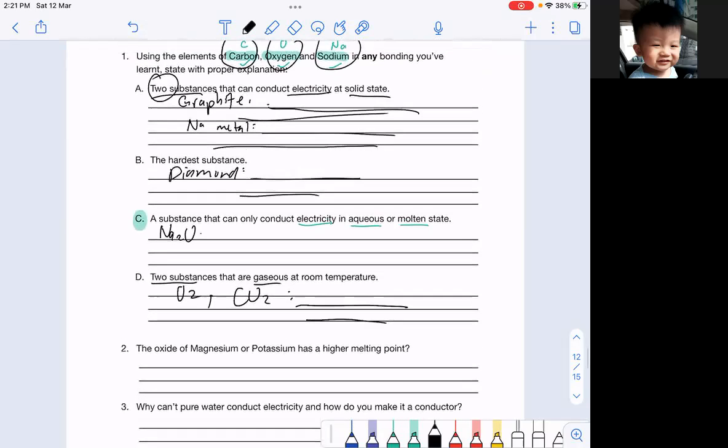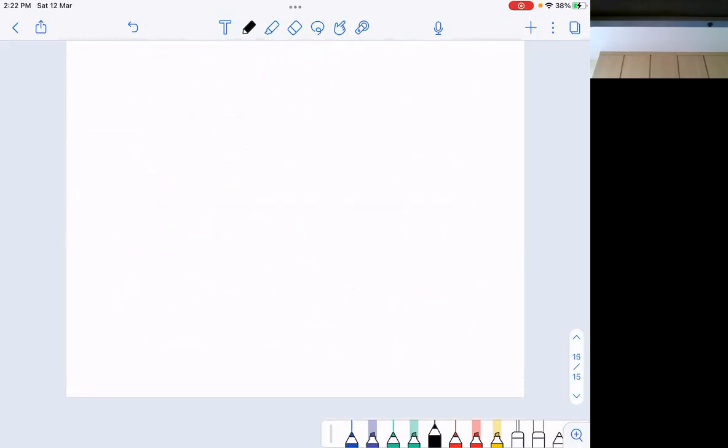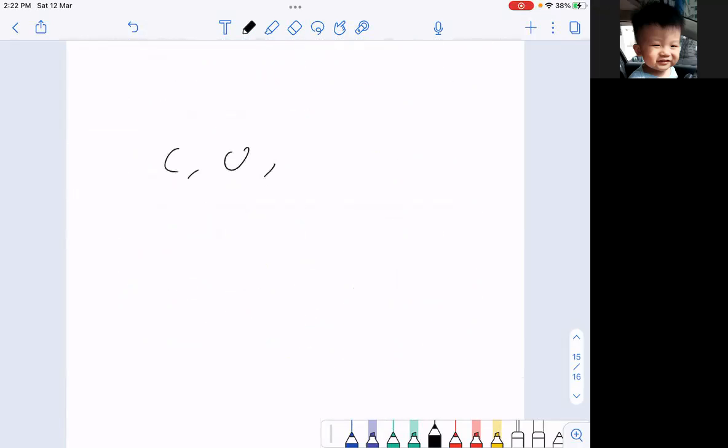For combined, let me help you also. I'm opening my question on my screen. So you need carbon, oxygen, and chlorine. For A, what is the substance that can conduct in aqueous or molten? Chlorine. Hey, no, why? I made a mistake. I want to say sodium. Sorry, we still have time. I meant to say sodium. Can I change the word carbon to sodium?